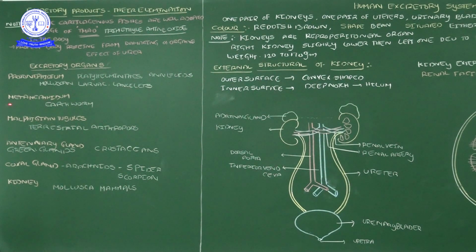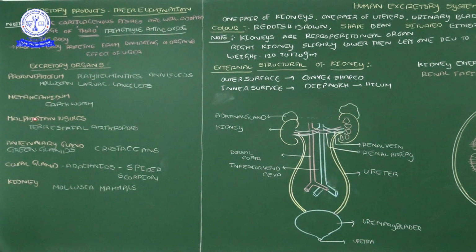Then come to the next one, metanephridia. Metanephridia we see in the earthworm. What metanephridia are, what their structure is, and how they play an important role as excretory organs, all that I will tell in the detailed study of the earthworm. That is one of the topics in our 11th standard. So here earthworm is the best example of metanephridia. Metanephridia are nothing but nephrons, but a little bit more developed than the protonephridia.